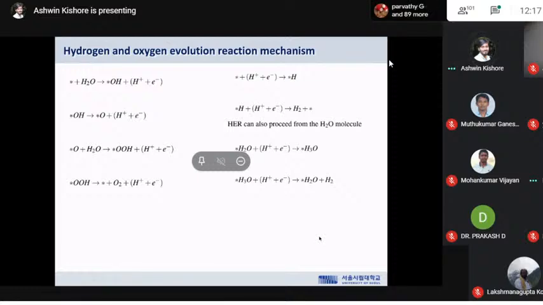And now we want to look at the reaction mechanism involved in the hydrogen evolution and oxygen evolution reactions. These are the mechanisms for the hydrogen evolution reactions. The asterisk shows the surface of the material. The water molecule will come and adsorb on the material surface. It will convert into OH by producing a hydrogen, a proton-electron pair. And then the OH will form adsorbed O by producing again the next proton-electron pair.